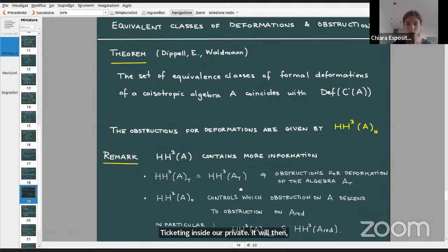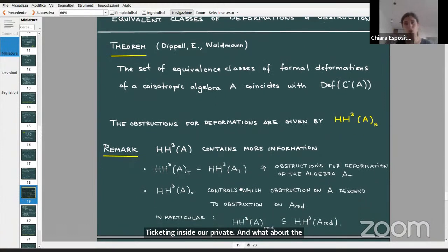The zero part is also important because, of course, when we go to reduce, we have to quotient out by the zero component. So we can have the intuition that this is really controlling which obstructions on A descend to obstructions on the reduced algebra. So this is the role we have to keep in mind.